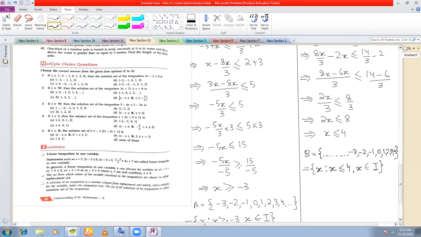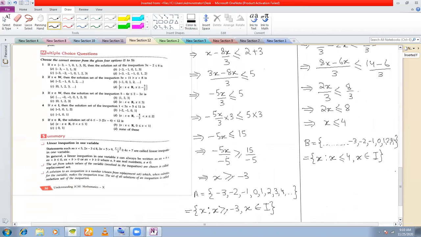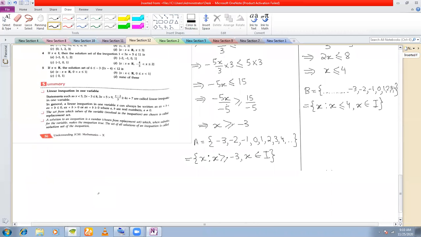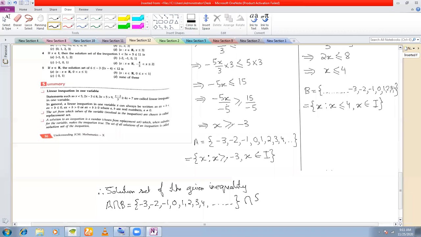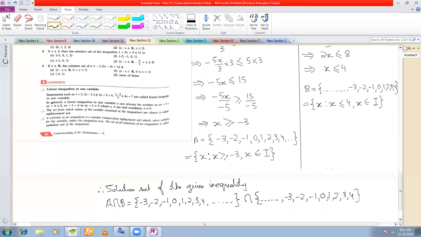Now the solution set of the given inequality will be the intersection of these two sets. Okay, so what is the intersection? Therefore, the solution set of the given inequality is A intersection B. An intersection of what two sets? Minus 3, minus 2, minus 1, 0, 1, 2, 3, 4, and so on. This infinite set, the intersection of this set with another infinite set. What is the intersection of these two infinite sets?